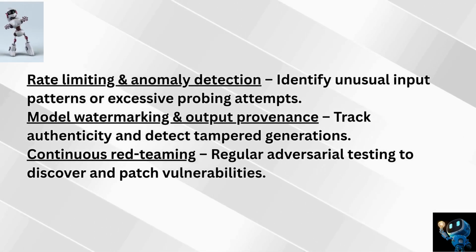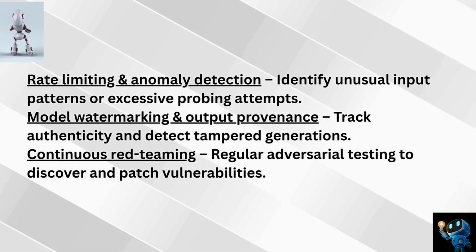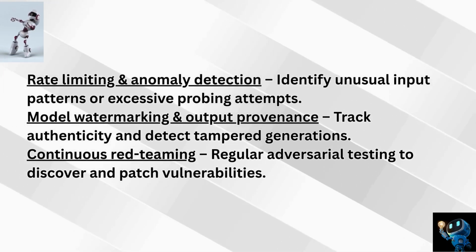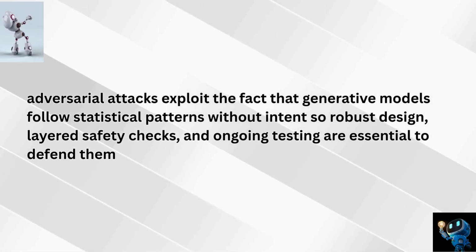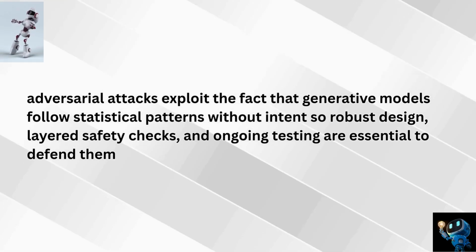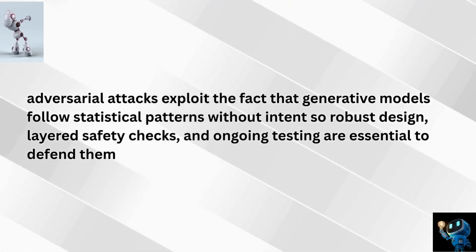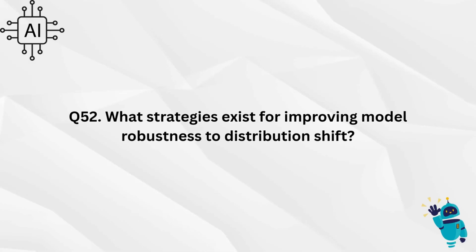Model watermarking and output provenance: track authenticity and detect tampered generations. Continuous red teaming, regular adversarial testing to discover and patch vulnerabilities. In short, adversarial attacks exploit the fact that generative models follow statistical patterns without intent. So robust design, layered safety checks, and ongoing testing are essential to defend them. What strategies exist for improving model robustness to distribution shift?